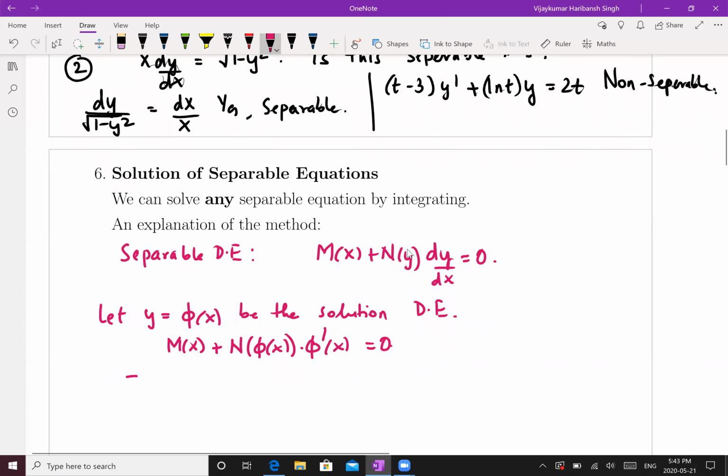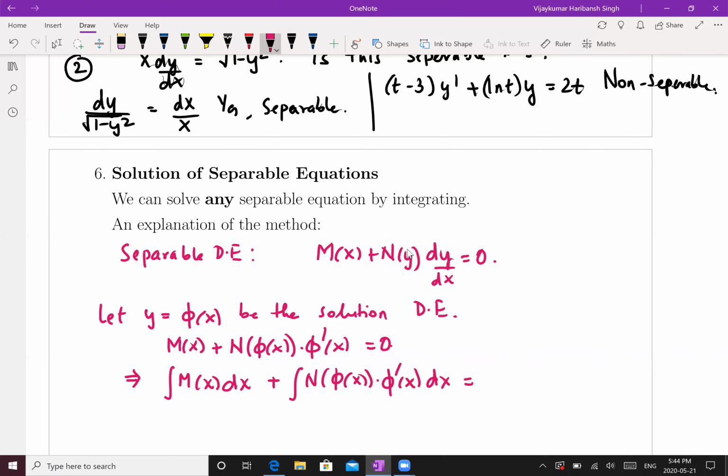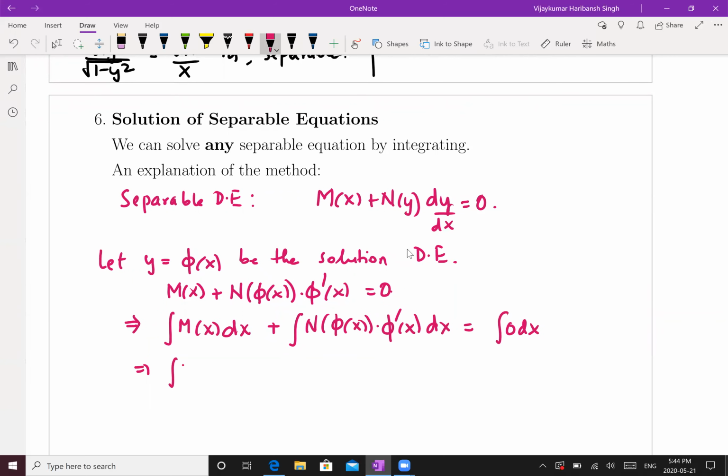Now this implies what? I can take the integral of M(x) dx, plus the integral of N(phi(x)) phi prime(x) dx, equals the integral of 0 dx. This would imply the integral of M(x) dx plus the integral of N(y) dy, because phi(x) is y, equals some constant c, where c is an arbitrary constant.